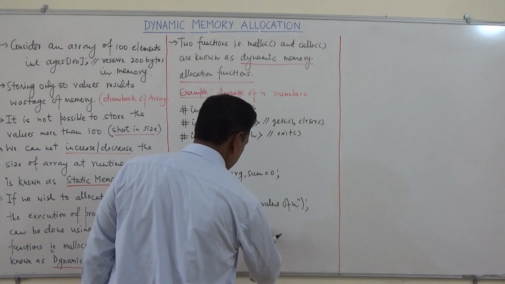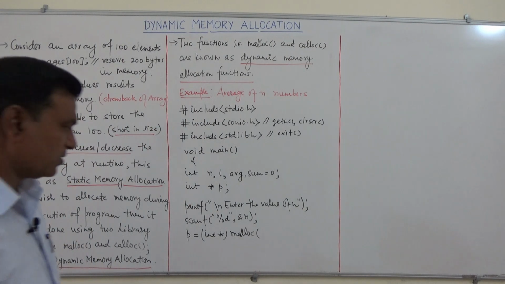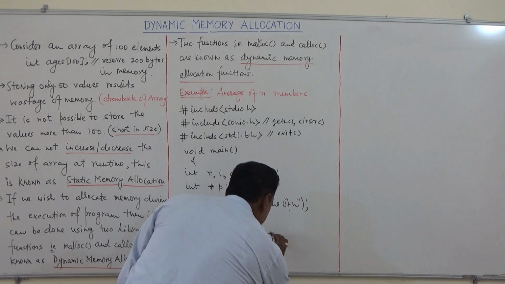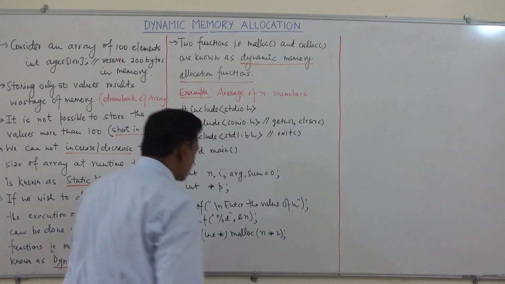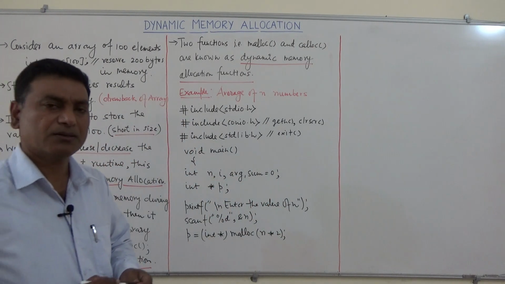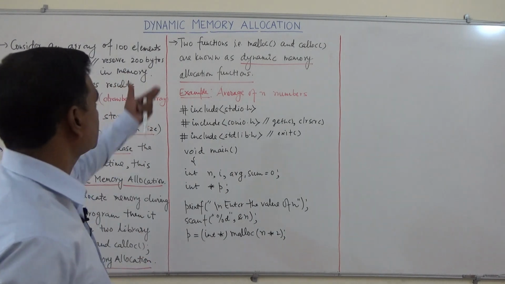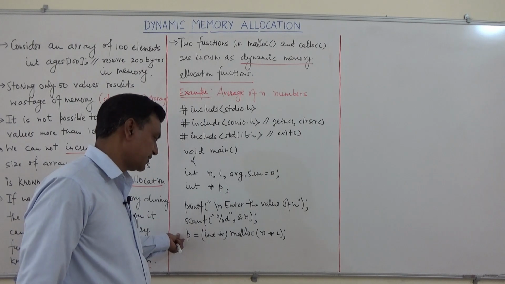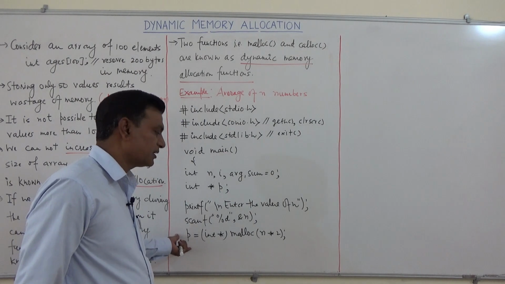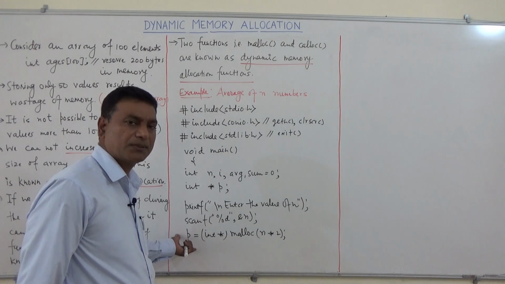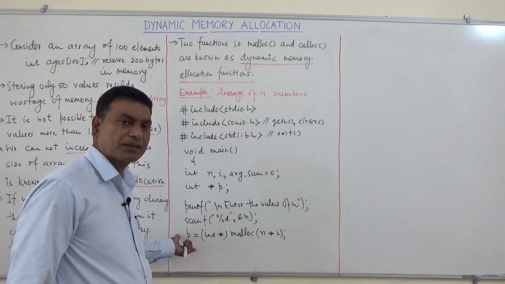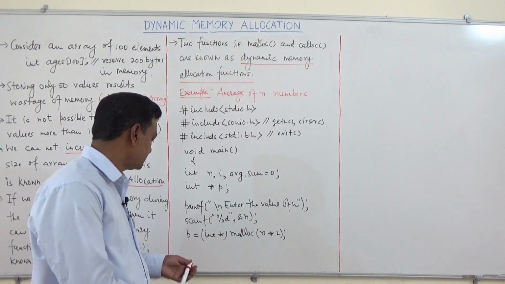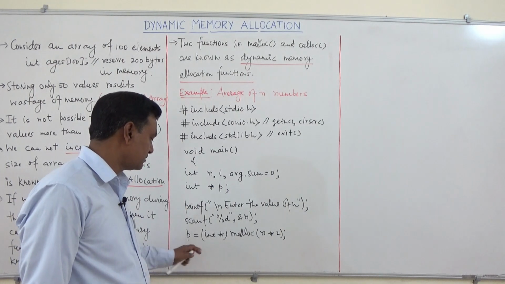So here we will use the malloc function. This is the main important point of this program, or we can say this is dynamic memory allocation. This is the part where we are using the memory dynamically, or we are allocating the memory during the runtime. So here this is the pointer variable.